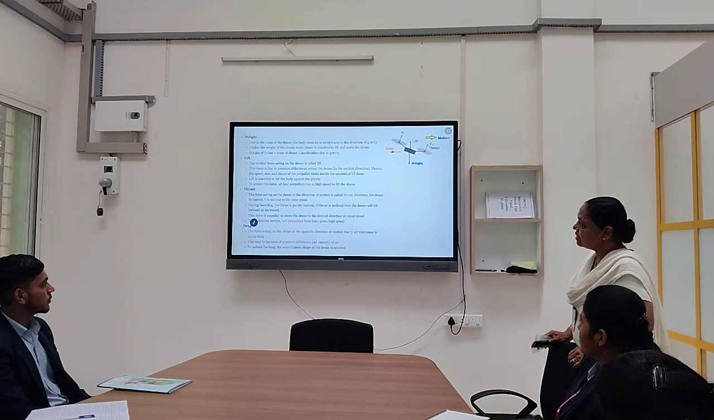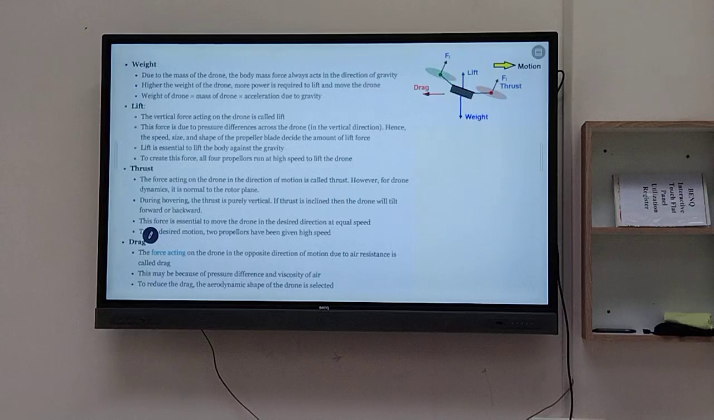Which force is essential to move the drone? Thrust is essential to move the drone in the desired direction at equal speed. For desired motion, two propellers are given high speed. Then drag. The force acting on the drone in the opposite direction of motion due to air resistance is called drag.